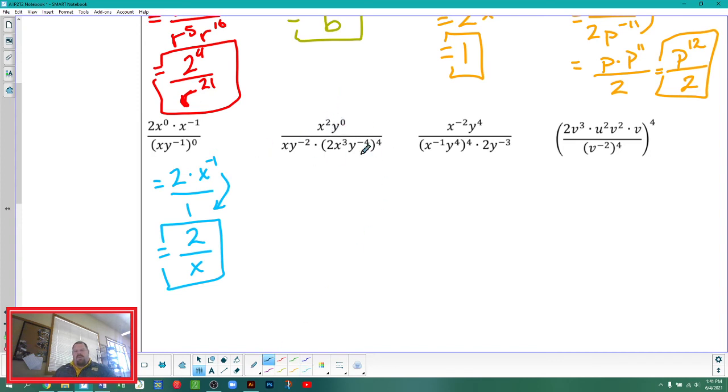The next one, we'll probably look at the denominator first, try to iron some things out there. I have x squared. Well, y to the 0 is just 1, so I can just write that as x squared. X times y to the negative 2. Let's say we have times 2 to the 4th times x to the 3 times 4, x to the 12th, y to the negative 4 times 4, negative 16.